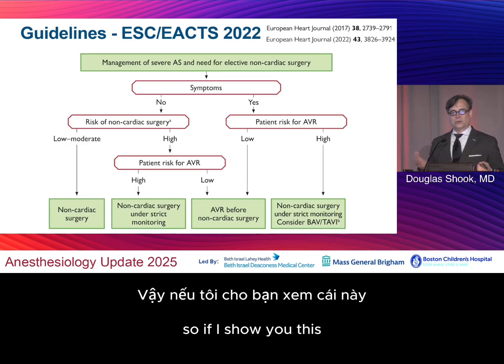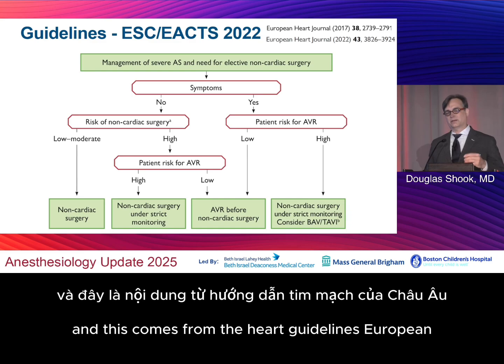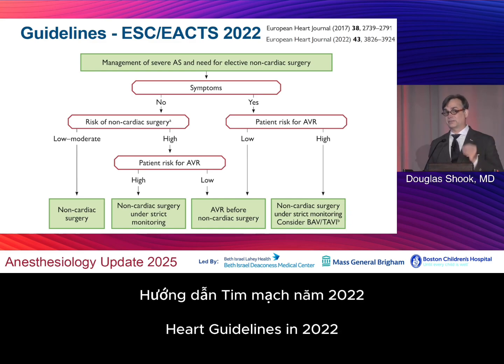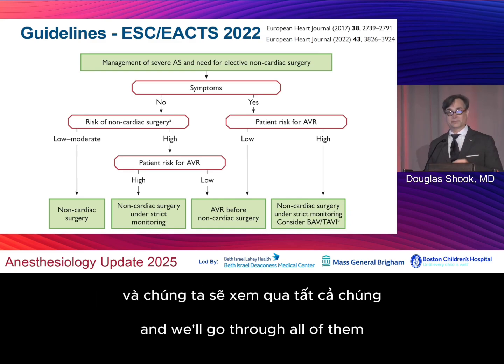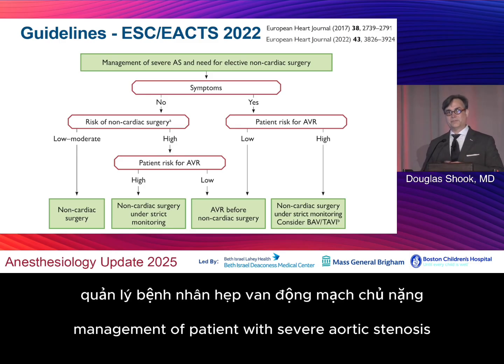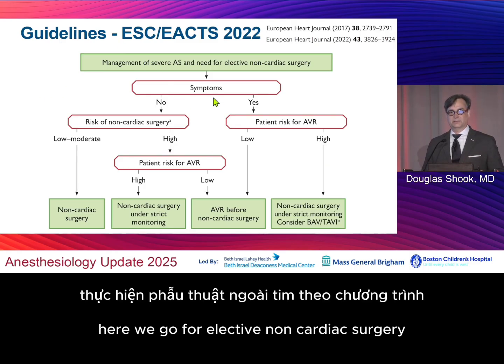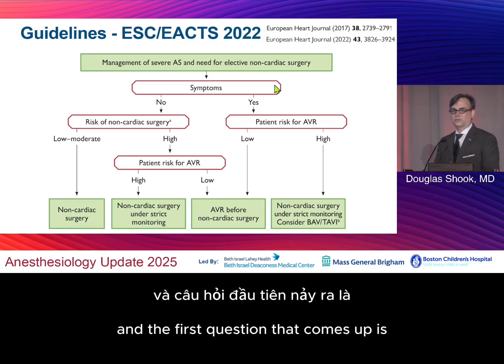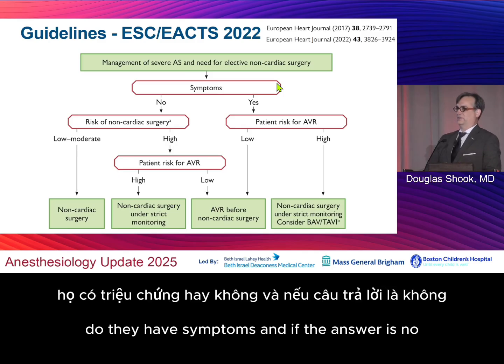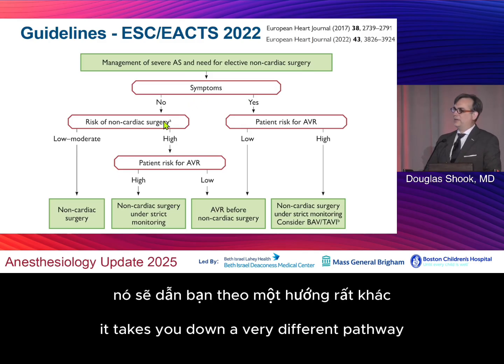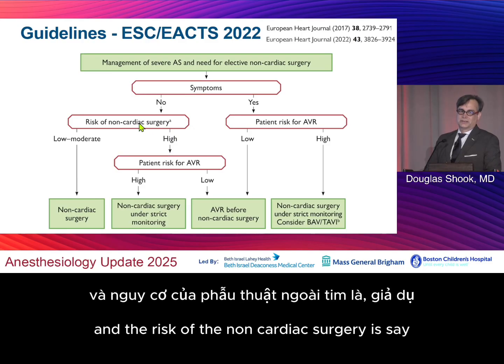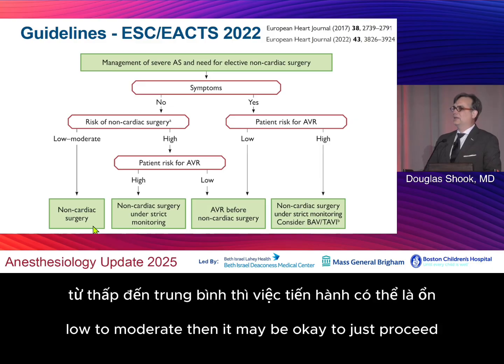So if I show you this, and this comes from the European heart guidelines in 2022, and we'll go through all of them. This says management of patient with severe aortic stenosis in need, here we go, for elective non-cardiac surgery. And the first question that comes up is, do they have symptoms? And if the answer is no, it takes you down a very different pathway, because if you have no, and the risk of the non-cardiac surgery is, say, low to moderate, then it may be okay just to proceed.